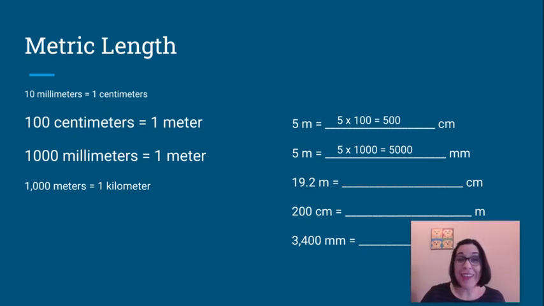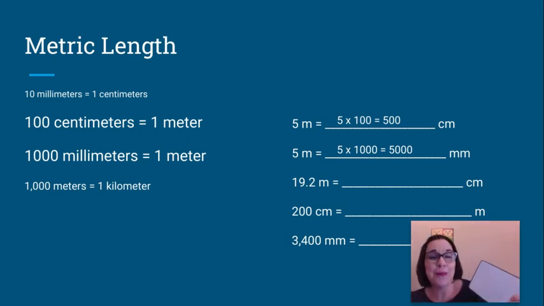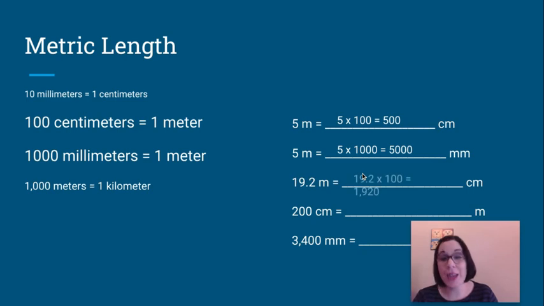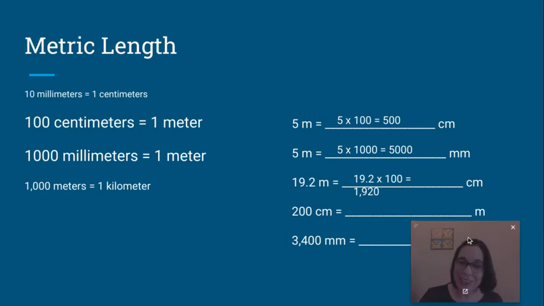The next time we have 19 and 2/10 of a meter. So we have 19 whole desks, and we chopped up a desk. We have 2/10 of a desk, about a fifth of the desk. So let's see, that would be 19 and 2/10 groups of 100, or 1,920.